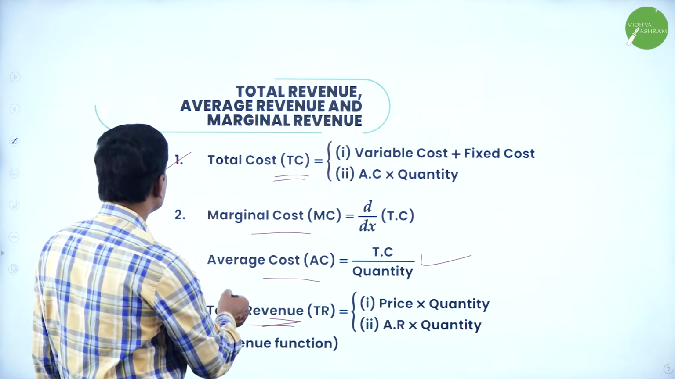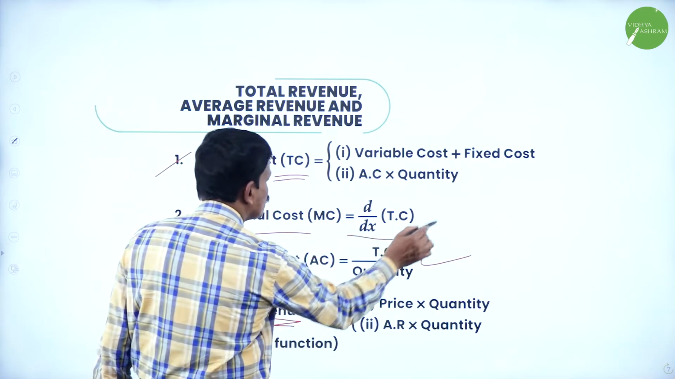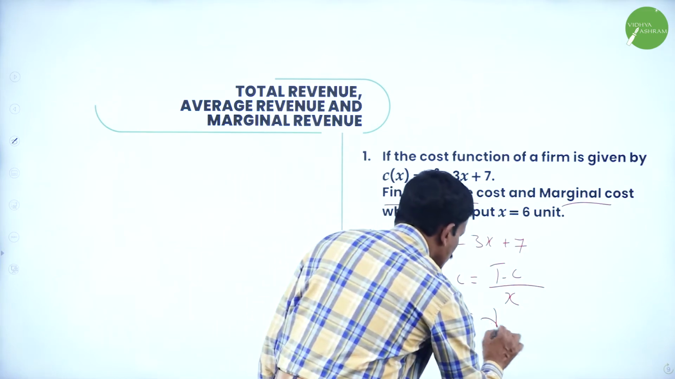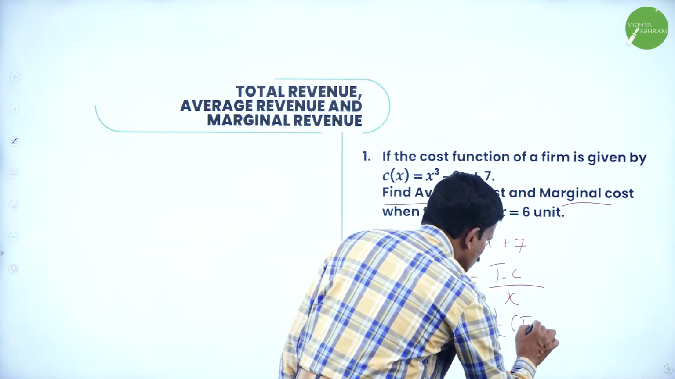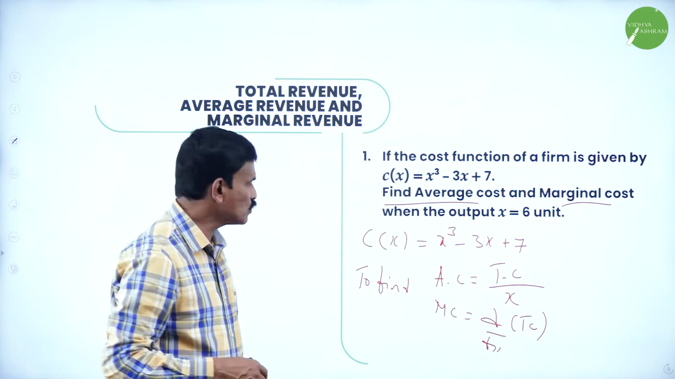And what is the marginal cost here? Marginal cost is nothing but d by dx, the differentiation of the total cost. That's it, d by dx of TC, total cost. Okay. Now let us come to the first concept.